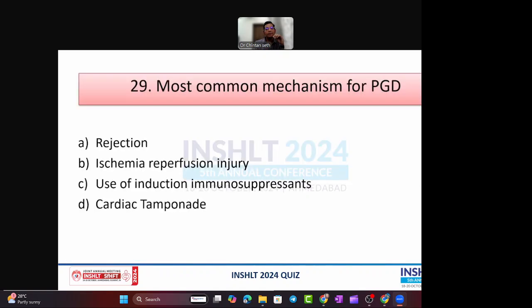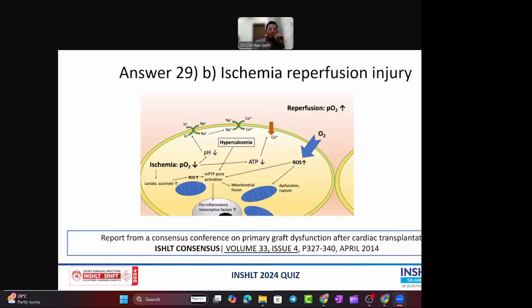Most common mechanism for PGD is? So here the answer is ischemia reperfusion, because rejection, cardiac tamponade, and bleeding are the secondary causes. Primary graft dysfunction is when there is no known cause. So generally the mechanism is ischemia reperfusion.